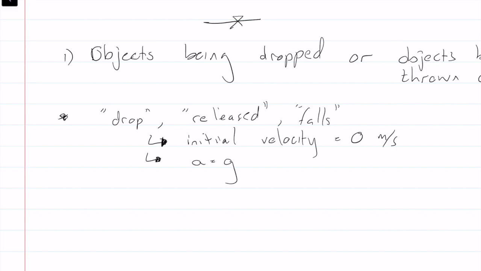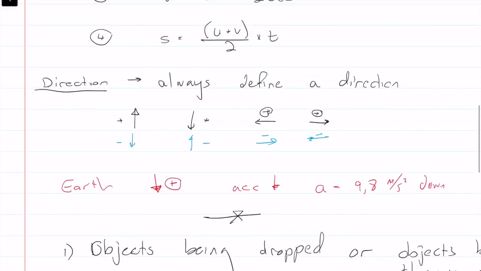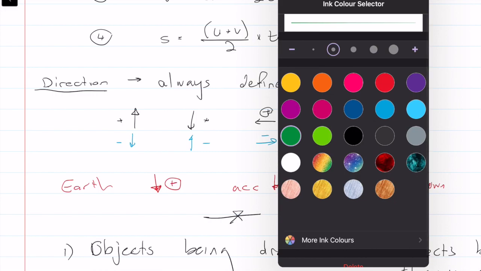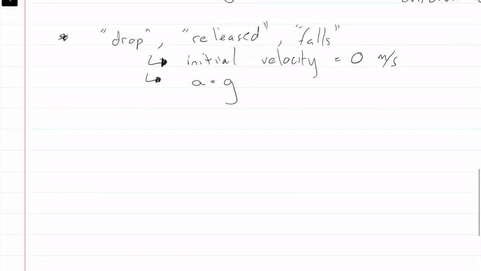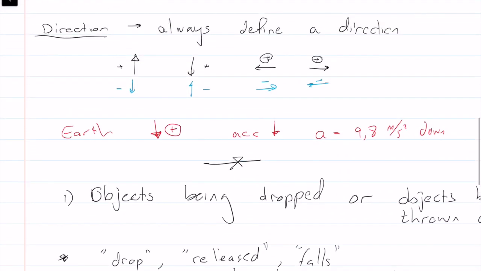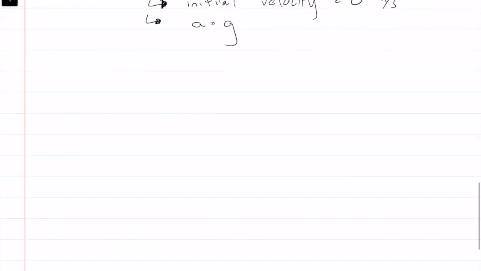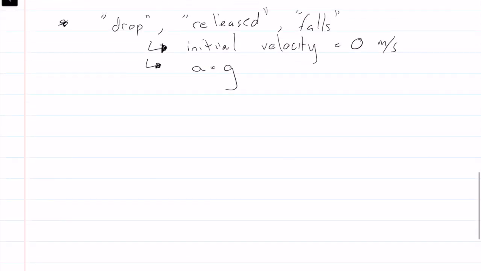Okay, so let's go into an example. I'm going to do examples in a different color. Let's go with purple. So I'm going to do examples in purple and everything else in black, or different colors. So let's go with example 1.